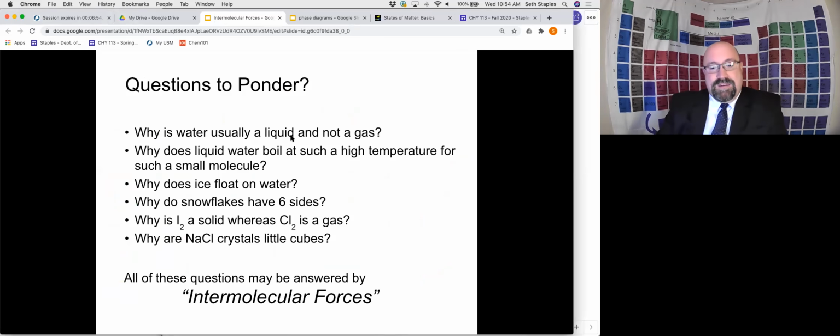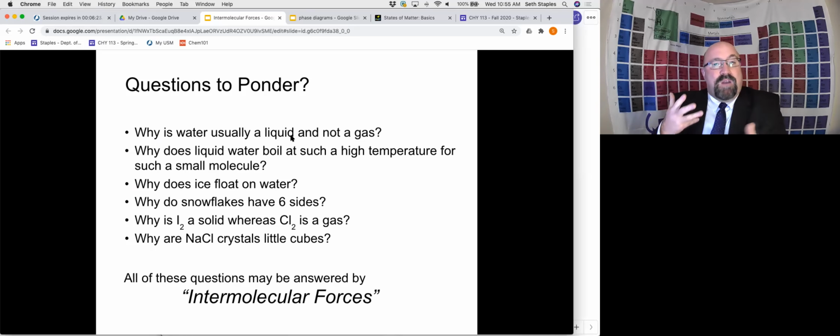And looking at intermolecular forces will allow us to start to investigate some questions such as, at room temperature, why is water a liquid and not a gas? Even though, for instance, methane, with its atomic mass of roughly 16 versus water with its atomic mass of roughly 18, nearly identical in size. Yet methane, CH4, is absolutely a gas at room temperature, but water is not.